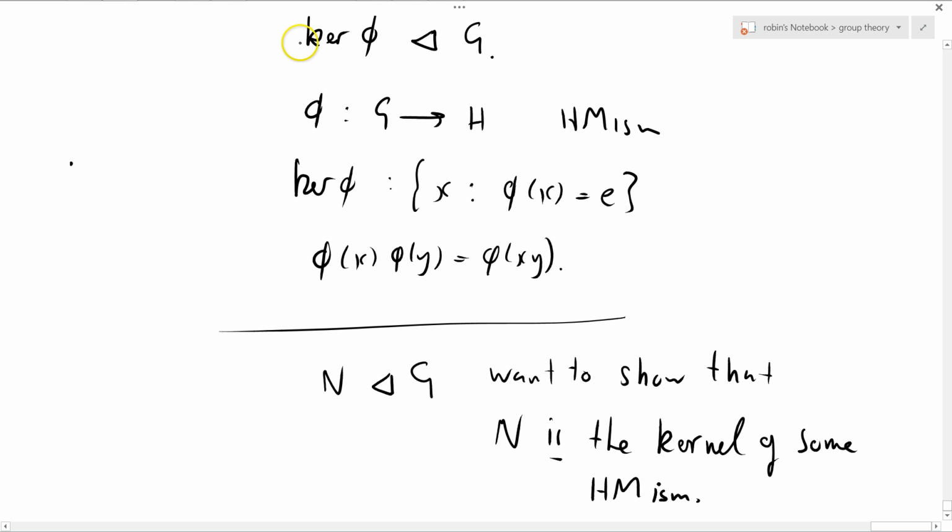So what we've got is a kernel of a homomorphism is a normal subgroup, which we've proved. And now I'm going to say take any normal subgroup, that is the kernel of some homomorphism. So we're beginning to see that normality, or being a normal subgroup, is quite a profound notion.